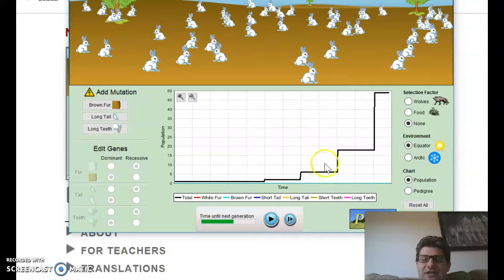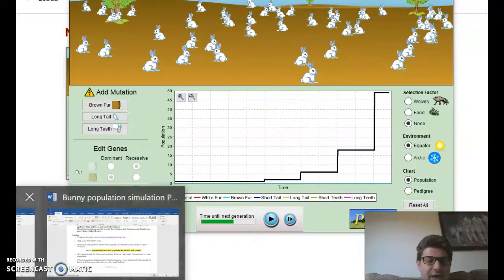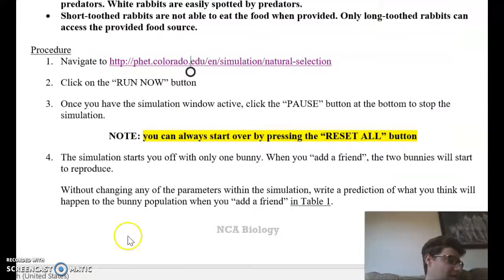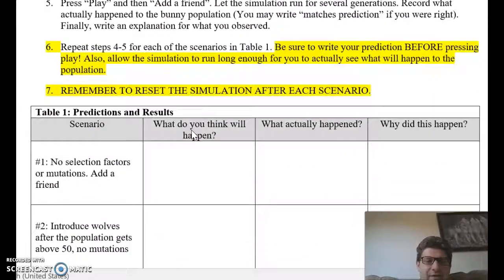When it gets to 50, you can stop it. You can always reset. You'll reset all when you need to. But notice the worksheet says that once you get to 50 bunnies, it wants you to do different things.